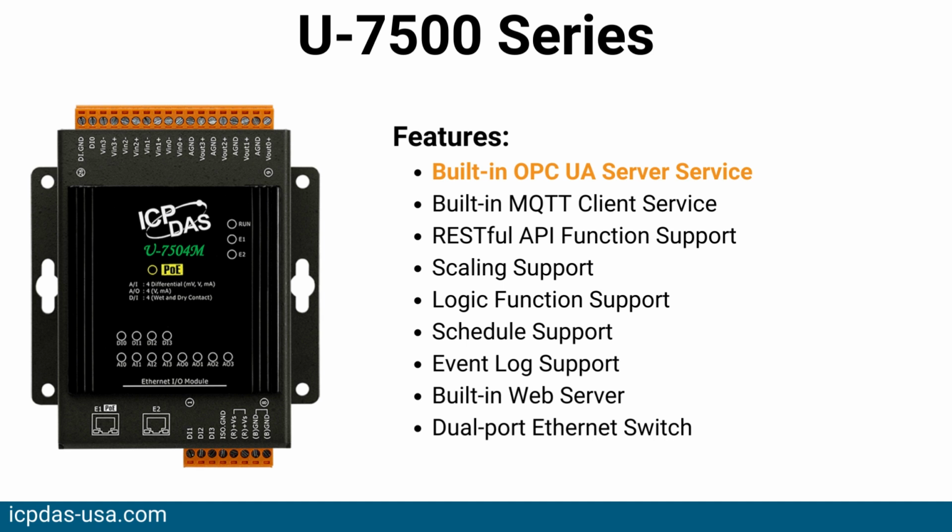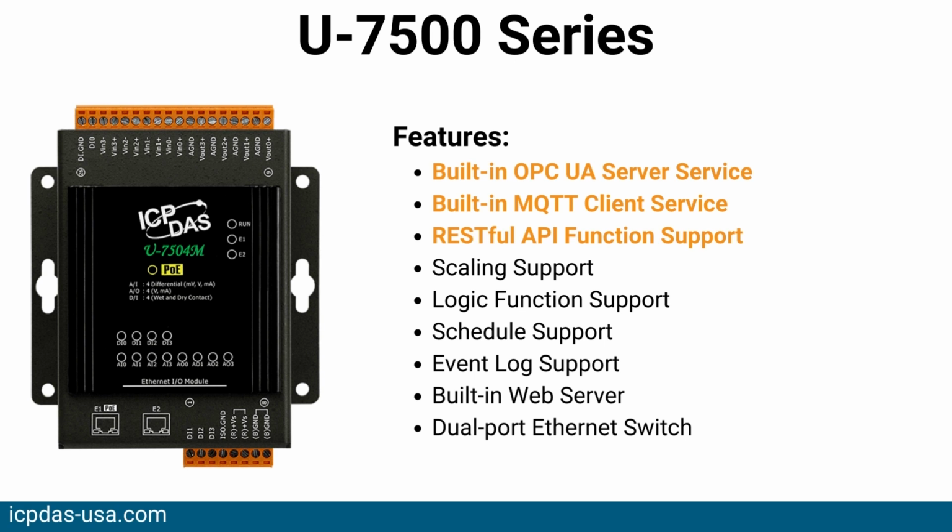These module features include a built-in OPC UA server service, which provides functions of active transmission, transmission security encryption, user authentication, communication error detection and recovery, to connect SCADA or OPC UA clients. Built-in MQTT client service provides functions of IoT active M2M transmission, retain mechanism, identity authentication, encryption, last will, and more. It supports RESTful API function.